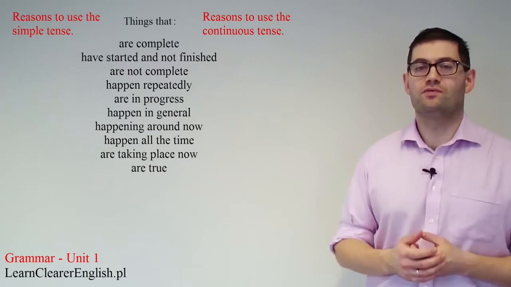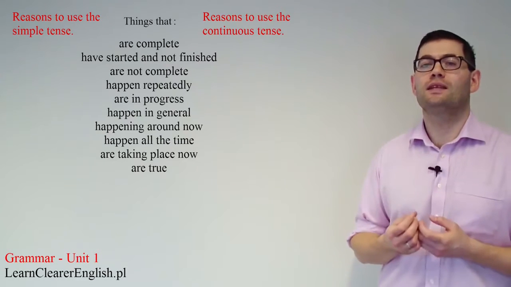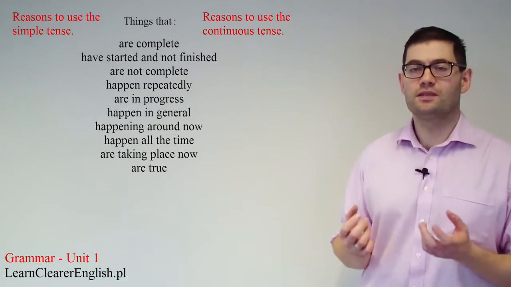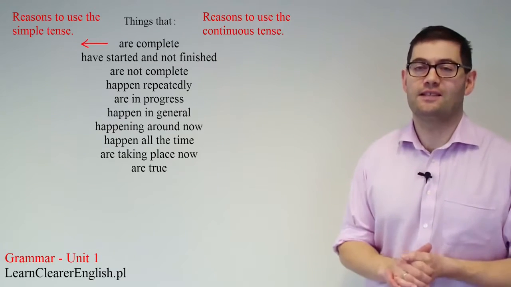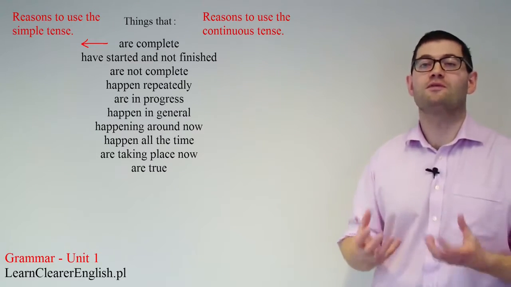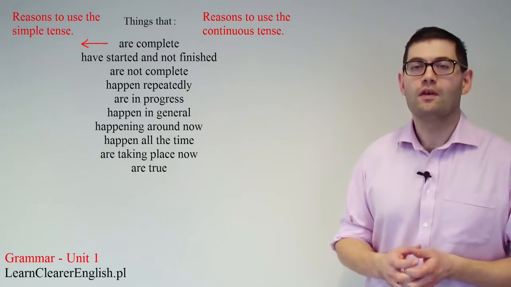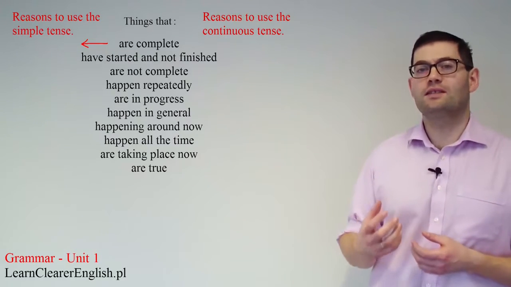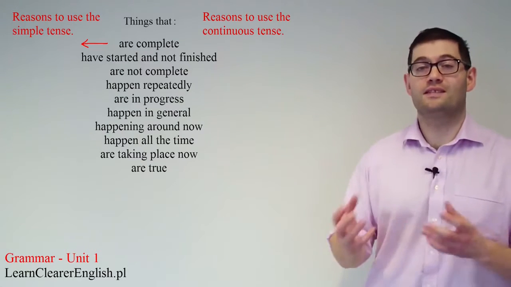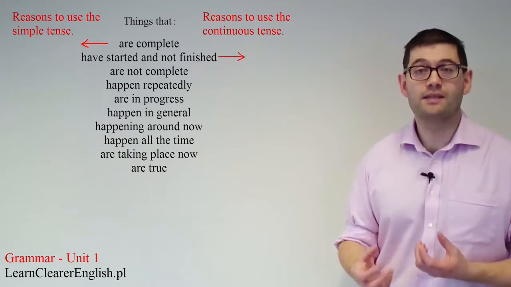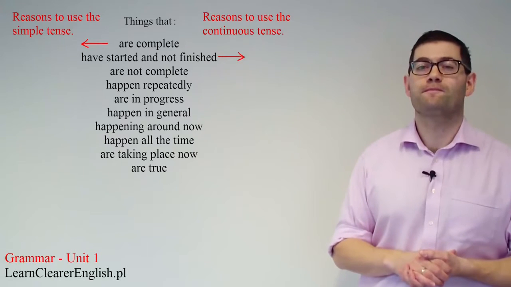Think about the first rule, something which is complete. Is this a rule for the simple or the continuous? Well, it's a rule for the simple tense. The simple tense concentrates on things which are complete. Well, what about something which has started and hasn't yet finished? Well, if something complete is simple, something that's not complete is a rule for the continuous.